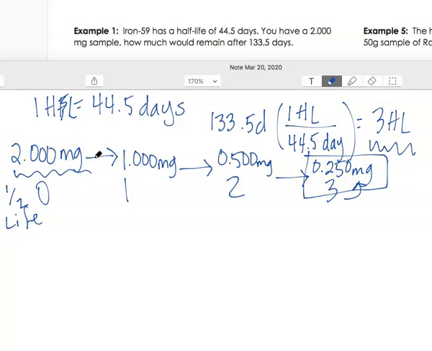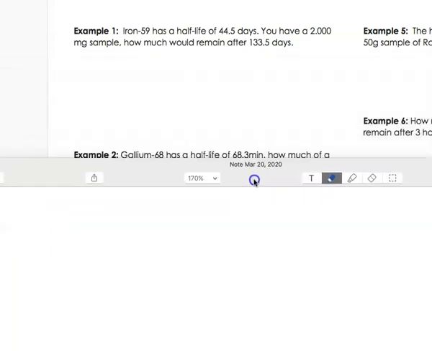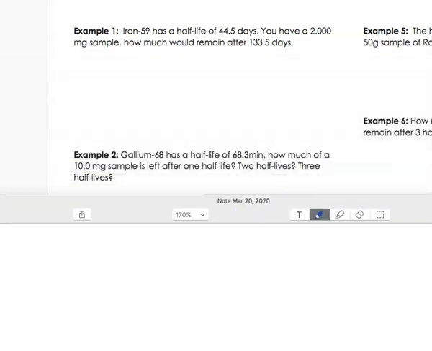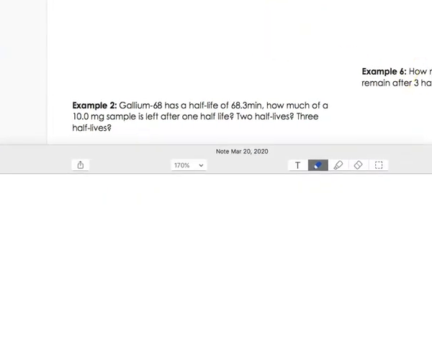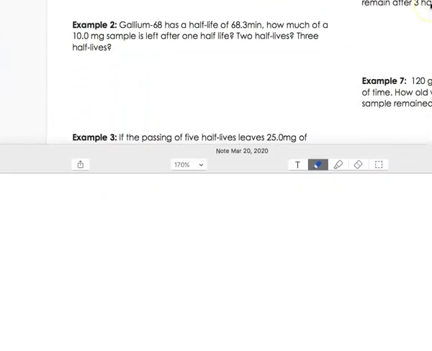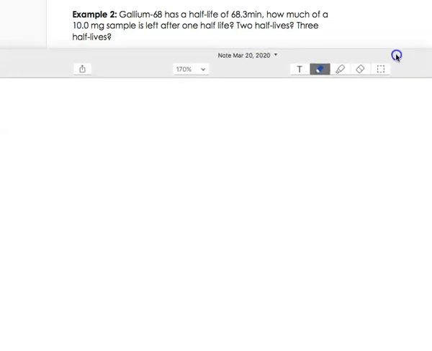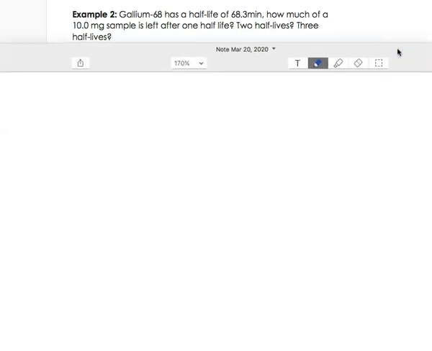Okay, so let's do this again using the next example. Example 2. Gallium-68 has a half-life of 68.3 minutes. So again, I like to write what's given on the side. One half-life is equal to 68.3 minutes.